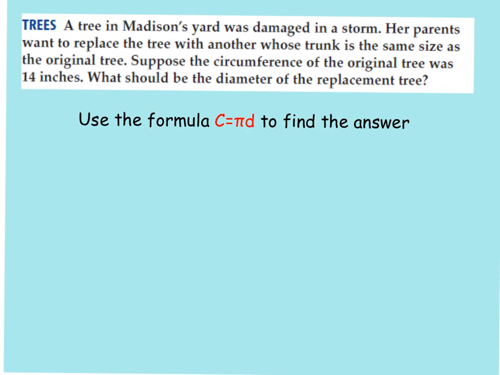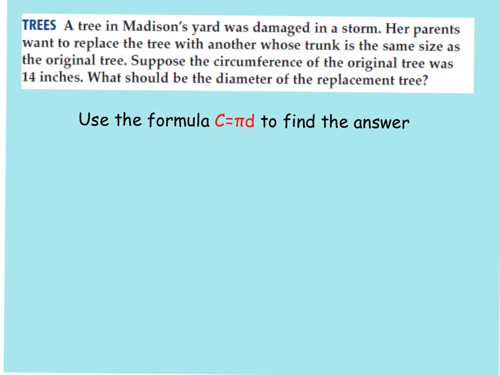Trees. A tree in Madison's yard was damaged in a storm. Her parents want to replace the tree with another whose trunk is the same size as the original tree. Suppose the circumference of the original tree was 14 inches. What should the diameter of the replacement tree be? Well, let's see. It says to use the formula for circumference to find the answer. I think that makes sense because they do give us the circumference of the original tree.